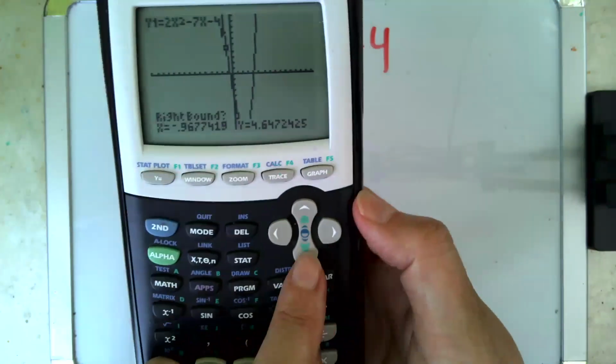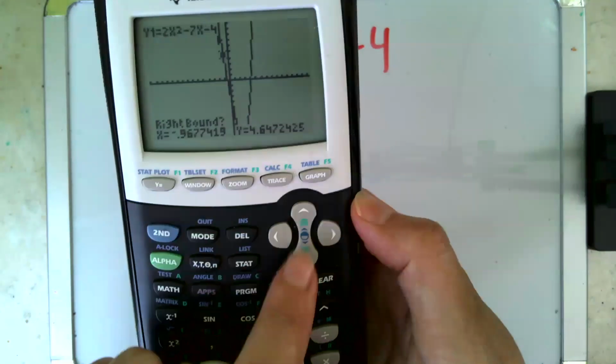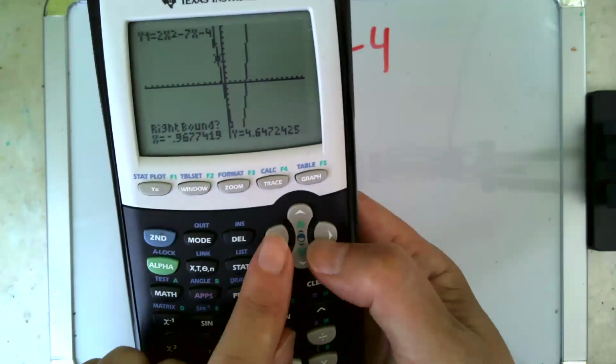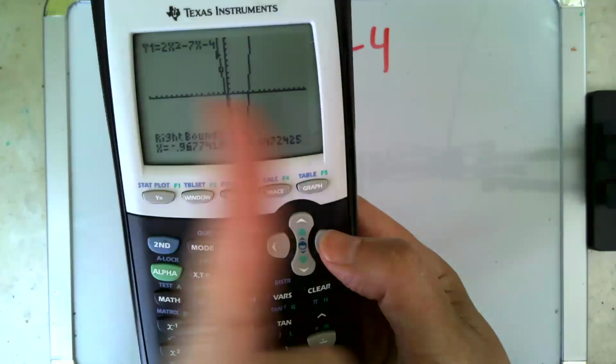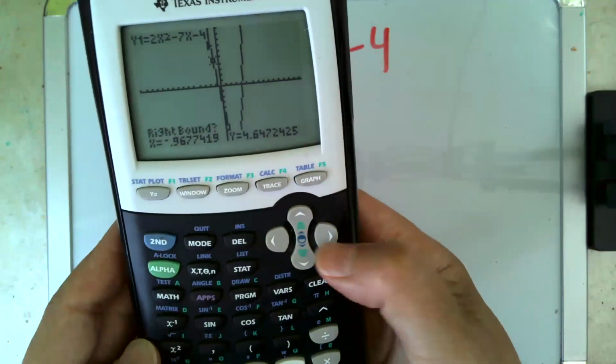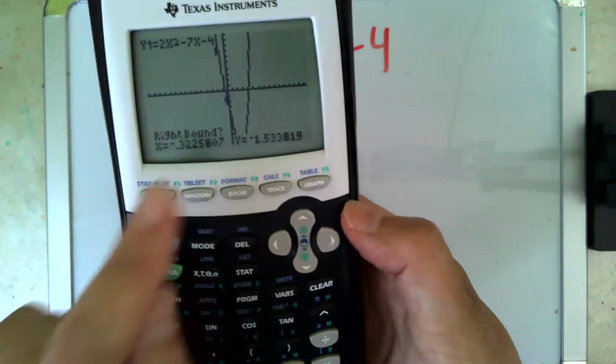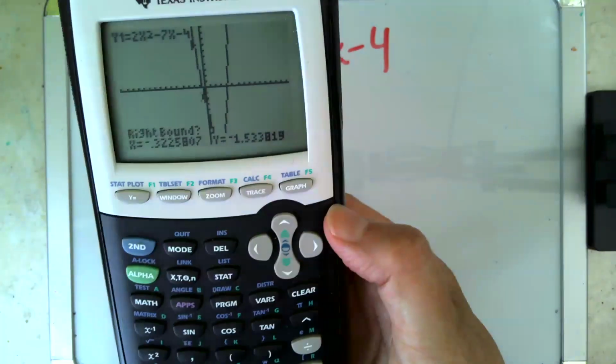Now, don't press the down key. This lets you toggle between two different graphs. You want to press the left and right keys because that's moving you left and right on the x-axis. So I'm going to press the right key, and now I'm past my 0, so I press enter.